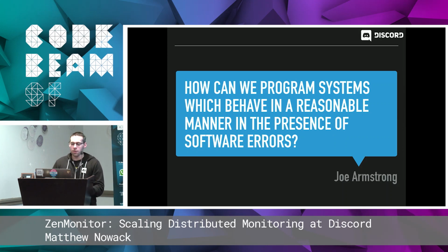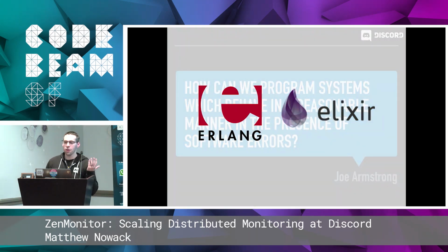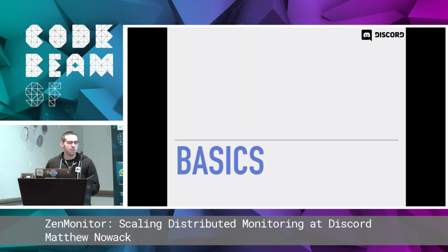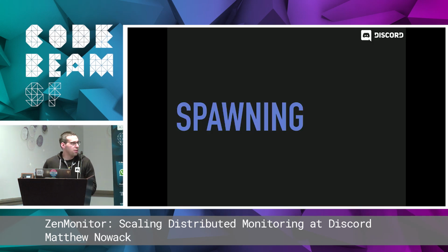So one of the big things that you need for this is the ability to detect faults and to understand where faults are coming from in your system and respond to faults in your system. And so the answer to this question is kind of where we get Erlang, and then on top of Erlang, Elixir. So we're going to start with some basics. The first thing we're going to talk about is spawning.